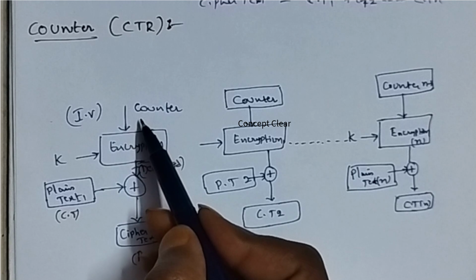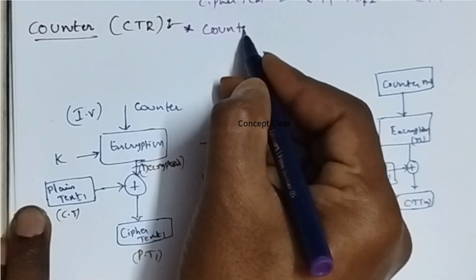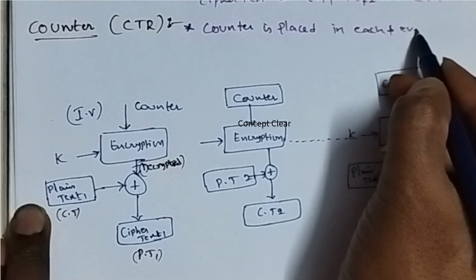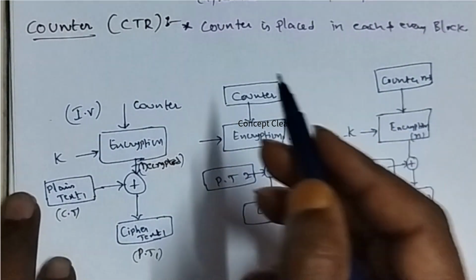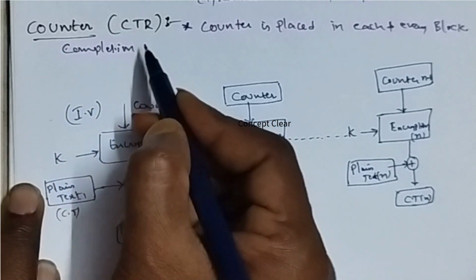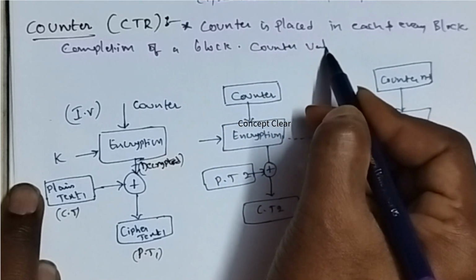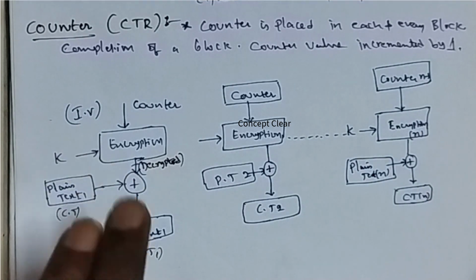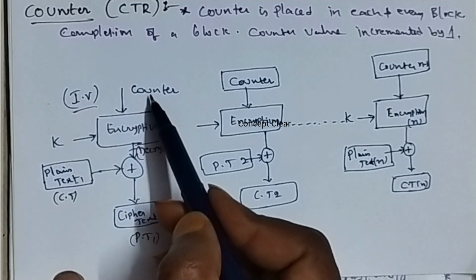See here, it is the counter as the plain text, counter as the plain text, counter as the plain text. So what is the first point? Counter is placed in each and every block. Okay, on completion of a block, the counter value will be incremented by 1 for each and every block. If the first round is completed, the value becomes incremented by 1. Initially we will take the initial vector as the counter.